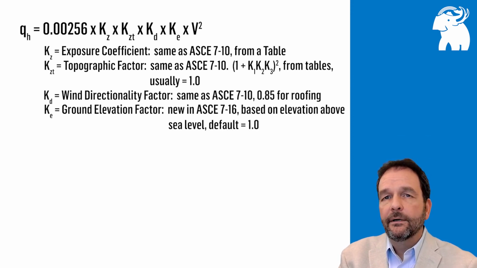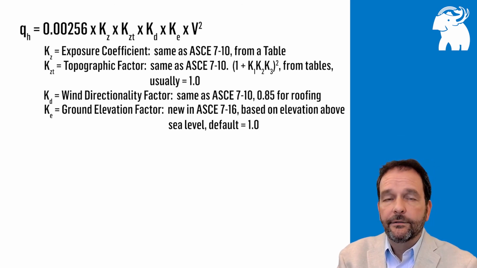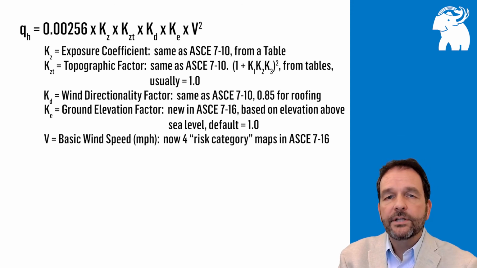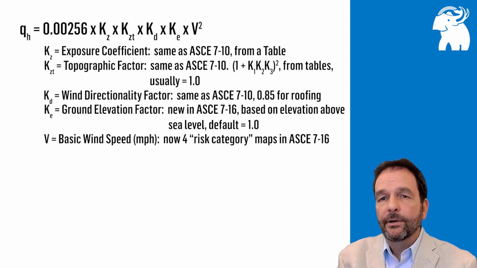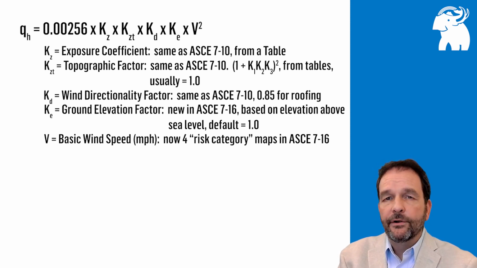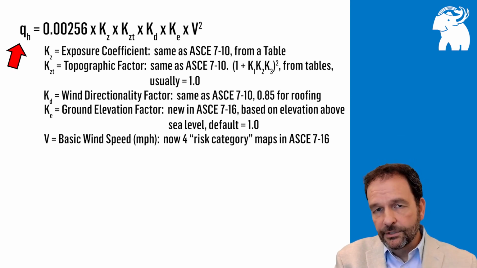Your elevation factor, your ground elevation factor, is based on height above sea level. The default is going to be 1.0, but you can use that to reduce your pressure if you're in high elevations in the U.S. Your basic wind speed is pulled from a risk category wind speed map. There are 4 maps now in ASCE 7-16. Before in ASCE 7-10 there were only 3. A pretty simple process there. So once you have all those variables, you calculate your velocity pressure, the pressure induced by wind simply blowing across the terrain.